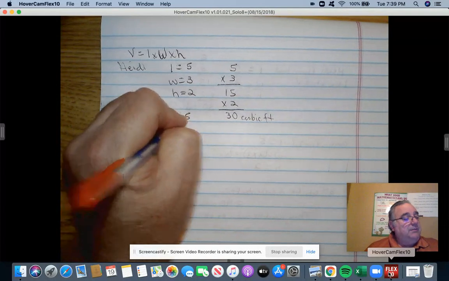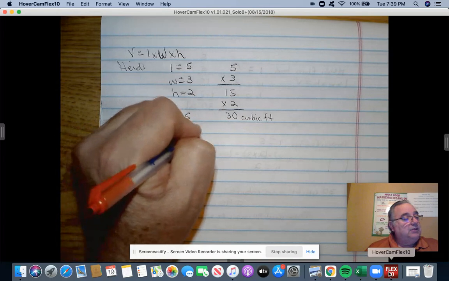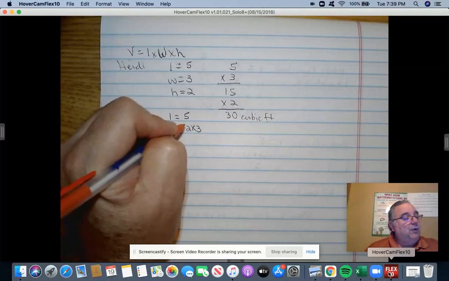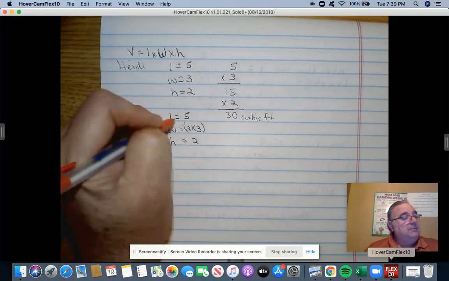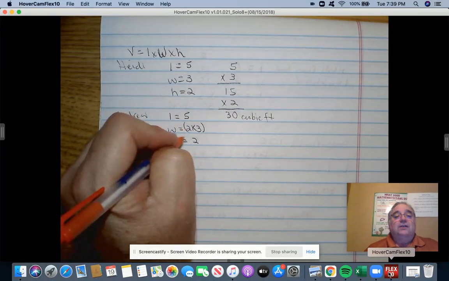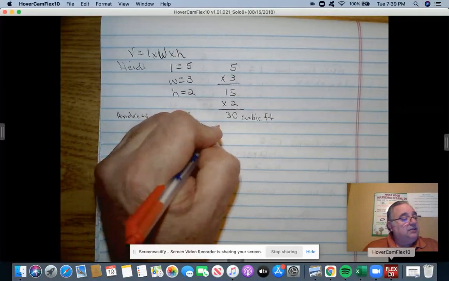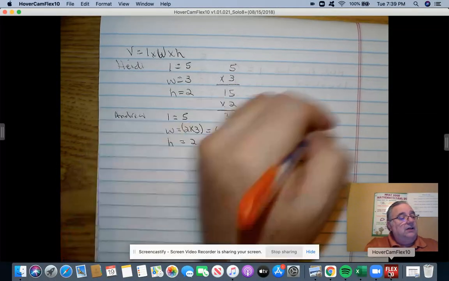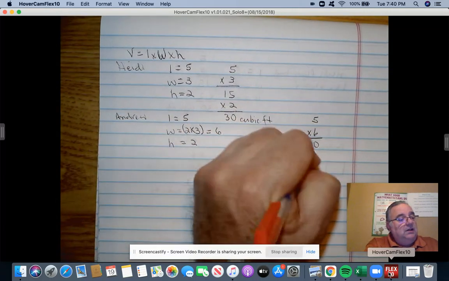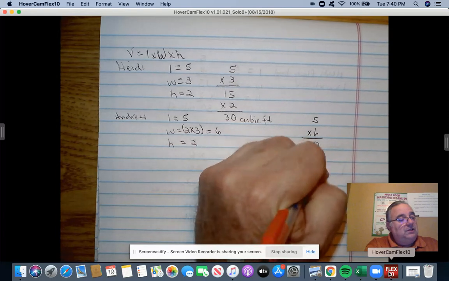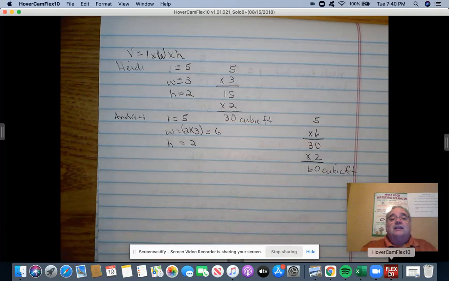So now we're going to do Andrew's. He has the same length. However, if you remember, they said he had 2 times 3, twice the width. And then it equals the same depth or height. So I put the 2 times 3 in parentheses because that's not the complete answer. That equals 6. So now I'm going to take 5 times 6 equals 30, times 2 equals 60 cubic feet. All right, so I got the answers there.